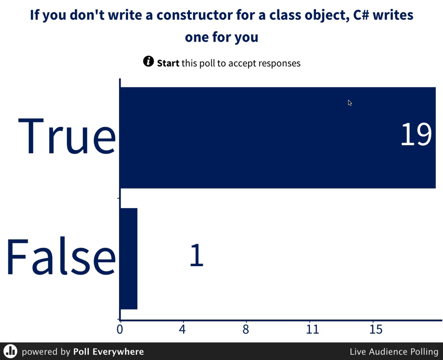If you don't write a constructor for a class object, it's true. C# will write it for you, but it'll write the empty constructor, which means you can't put anything in there. When we write custom constructors, our own constructors, we can write custom properties and parameters that are inside each of the constructors that we create, right? And we'll talk about that as well.